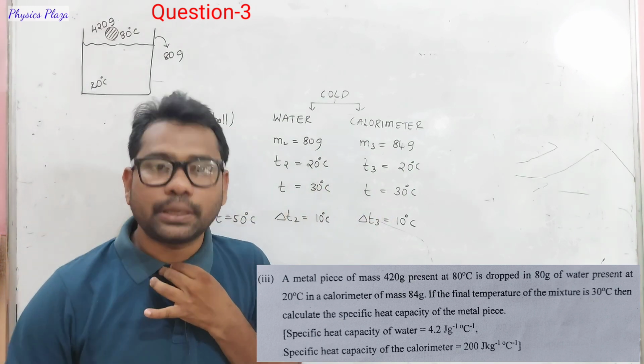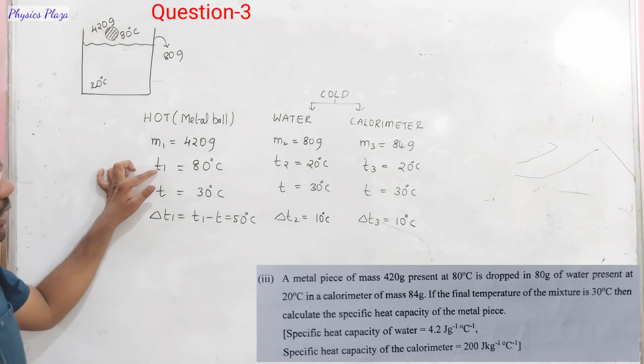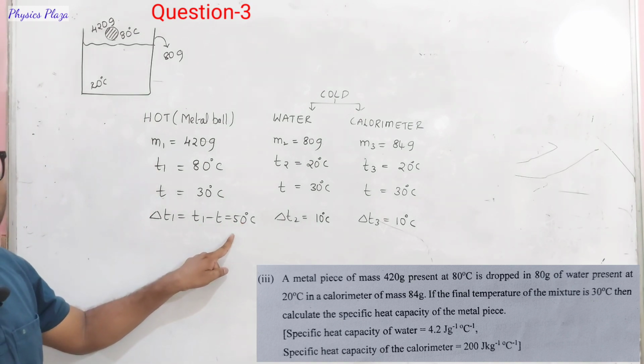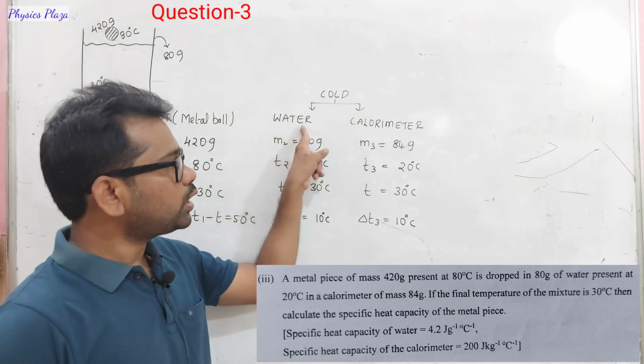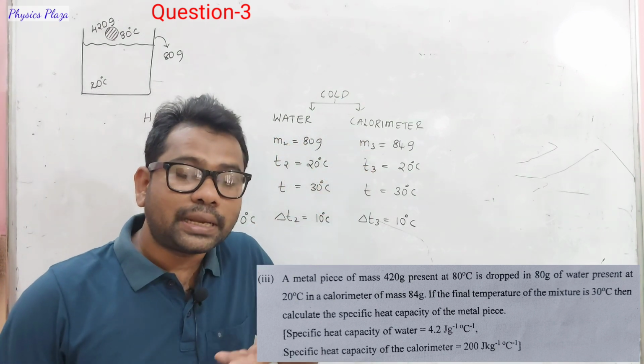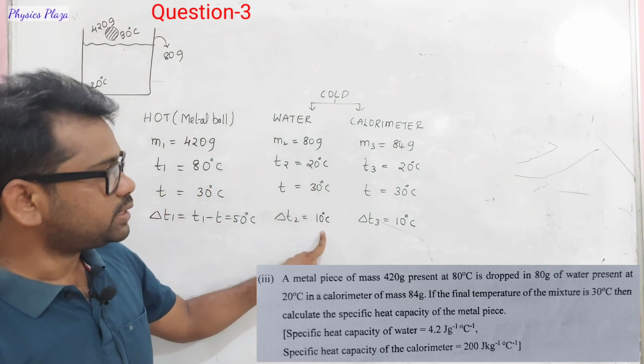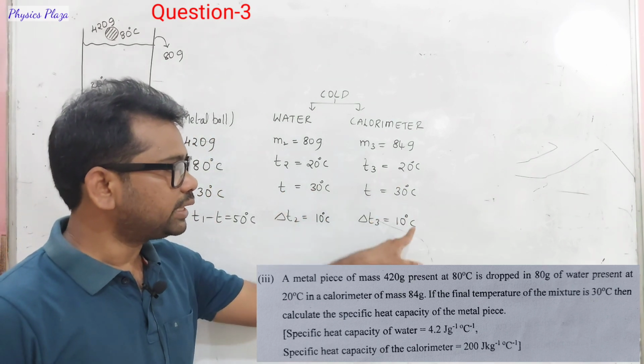After adding, it is given that the resultant temperature is 30 degrees Celsius. Then we need to find the change in temperature. Children, the initial temperature is 80 and the final temperature is 30, so the change in temperature is 50 degrees Celsius. As water and calorimeter are both cold bodies, their temperature is raised, so 30 minus 20 is 10 degrees Celsius. Here also 30 minus 20 is 10 degrees Celsius.